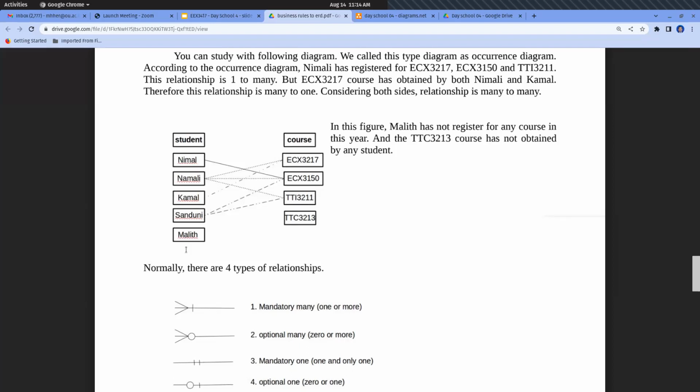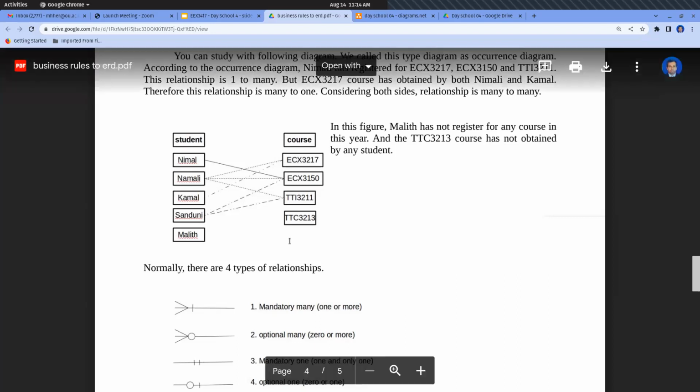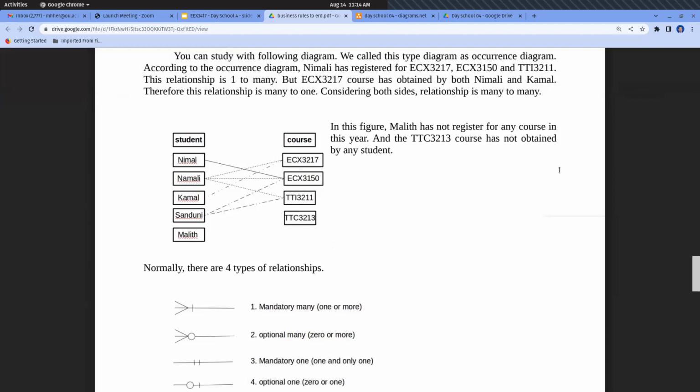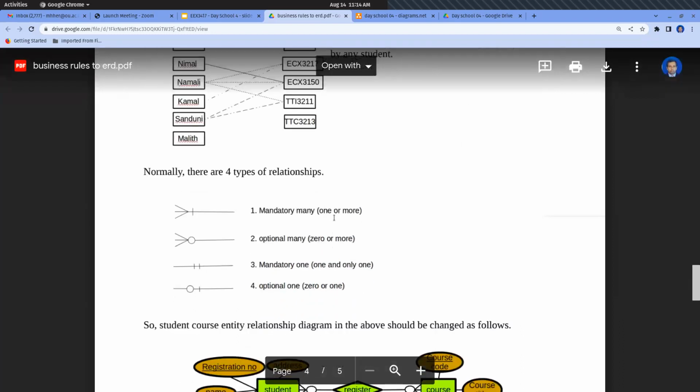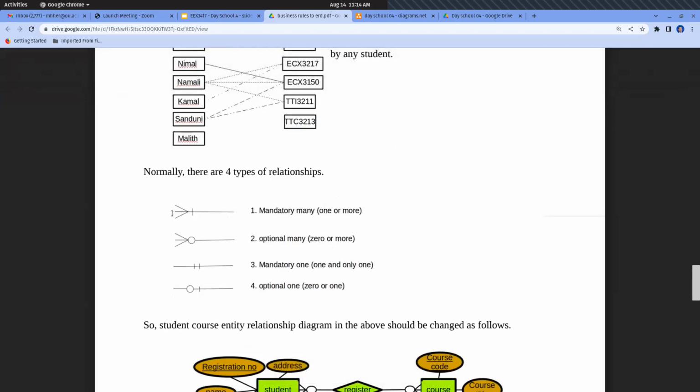So one is one to many. Here also one to many. So this is a many to many relationship. Many to many is, many is this relation.